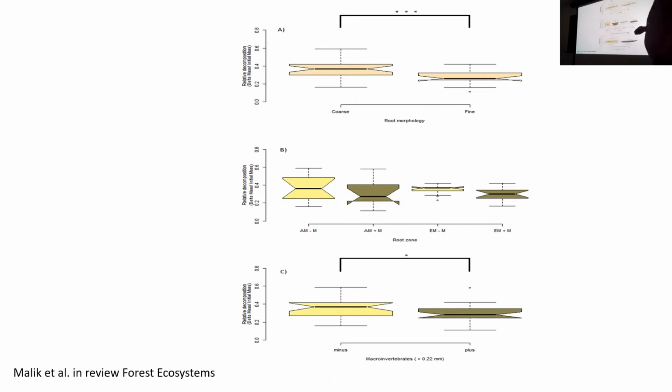And also, there was a significant effect of macroinvertebrate exclusion. So this says that when we excluded the macroinvertebrates, there was more decomposition. This may suggest that the macroinvertebrates that were abundant at this site may have been disrupting the decomposers, whether it's their mycelial networks, their hyphal networks, or whether they're actually grazing on them directly. Because I didn't quantify the abundance, I can't say which mechanism they're using to affect what's going on, but we see that when you exclude the macroinvertebrates, there's actually more wood decomposition.